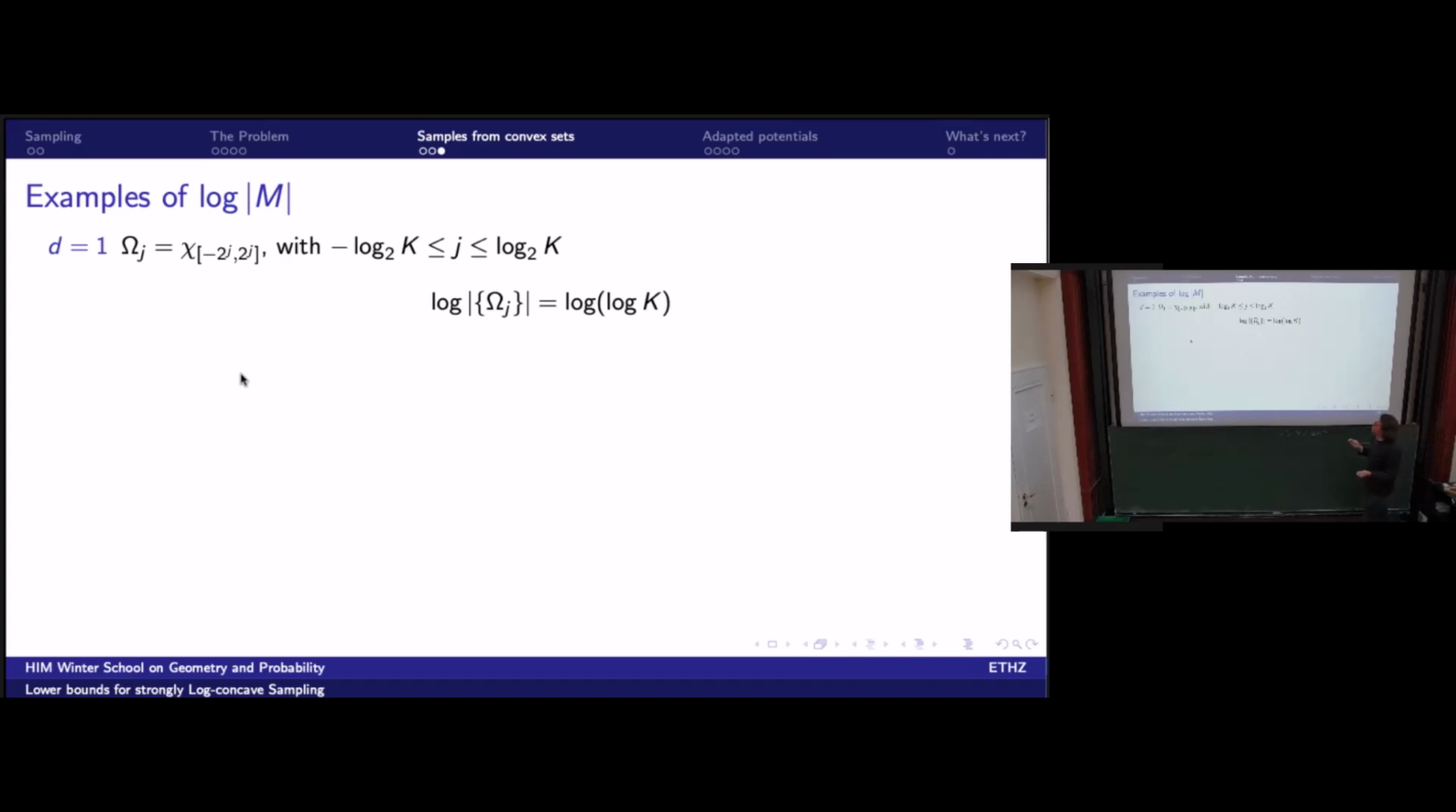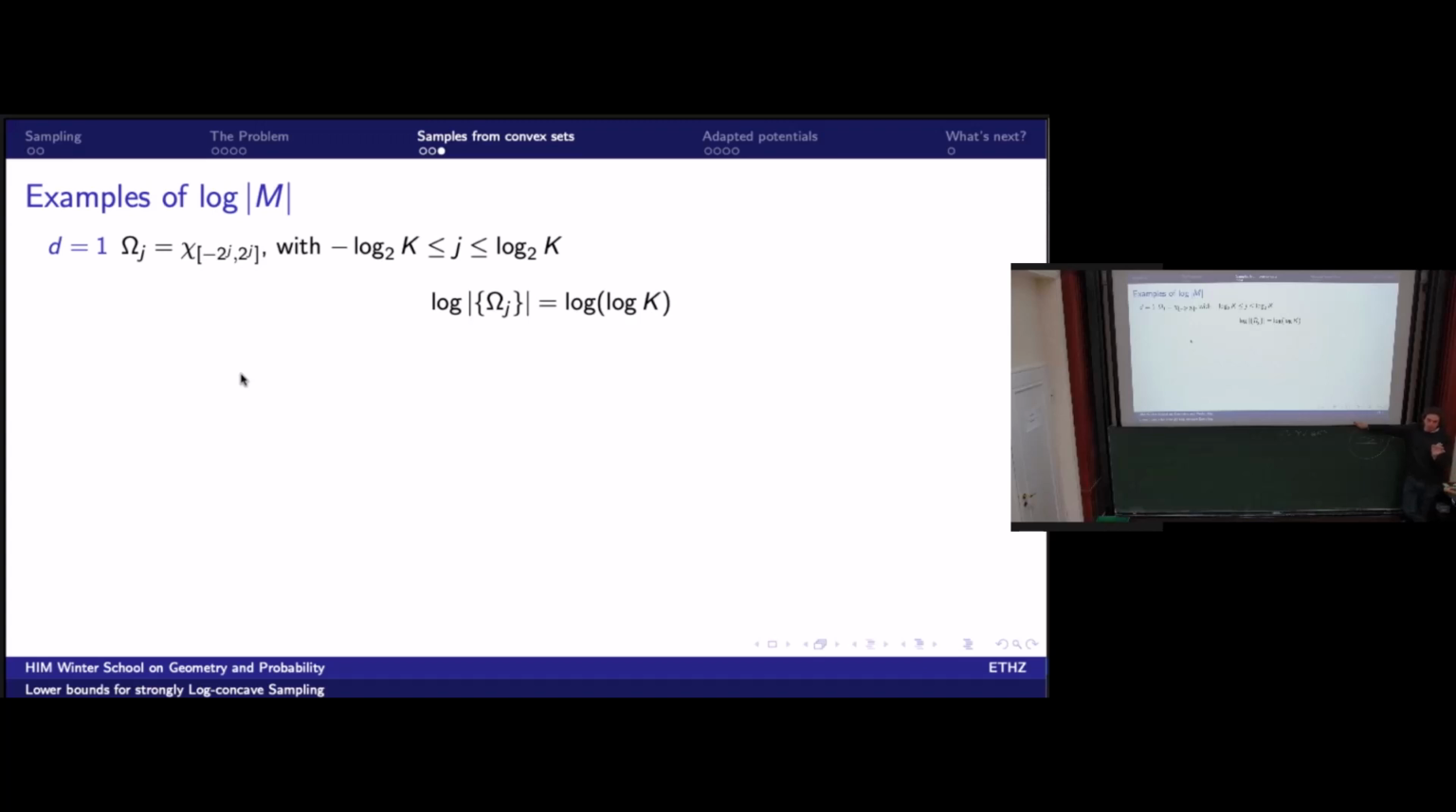We consider all the possible scales. How many scales do I get? Log kappa, because I'm going from 1 over kappa to kappa. So I have log of kappa squared, which is log kappa. From here, what you see is that sampling from convex sets in dimension 1 takes you at least log kappa. Because log kappa was the number of sets, and then we have to take a log because of information theory. This is the result that we also get in the log-concave setting, which is sharp, and it's also sharp in the convex setting.